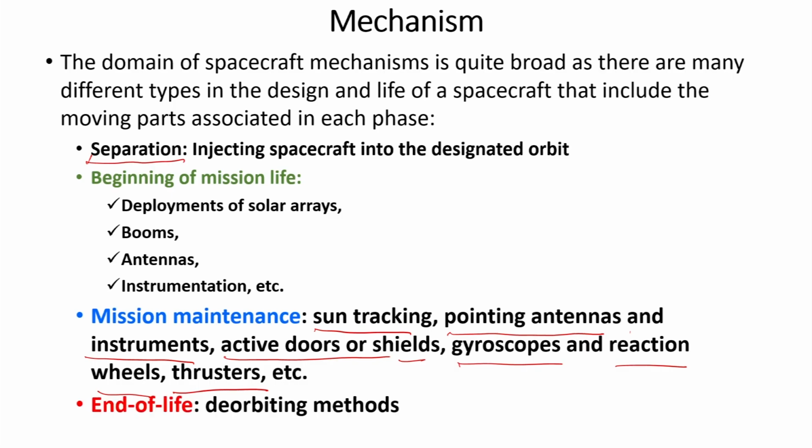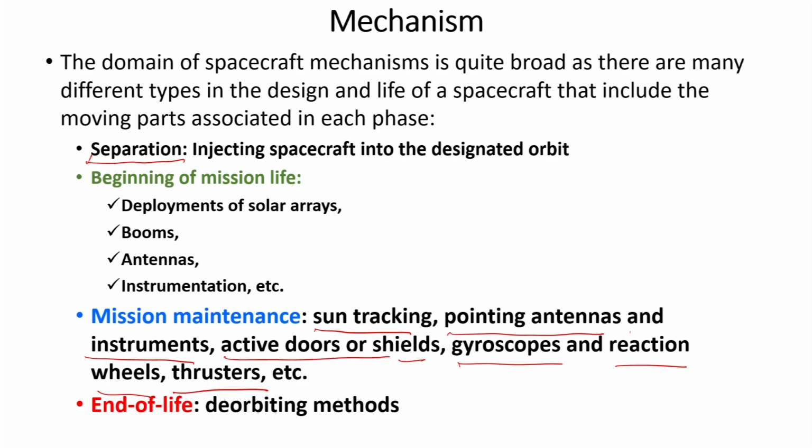At the end of the life of a satellite, which comes when the fuel gets exhausted, there is no fuel to operate the thrusters, and at that time we cannot control the satellite. So, that is called the end of the life of the satellite. At that time we need to do some deorbiting methods. These things are also done by the onboard mechanism subsystem.